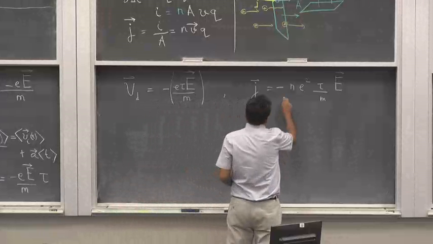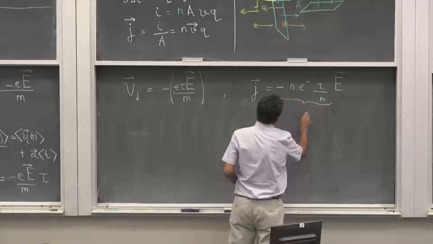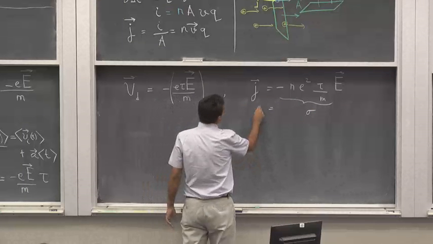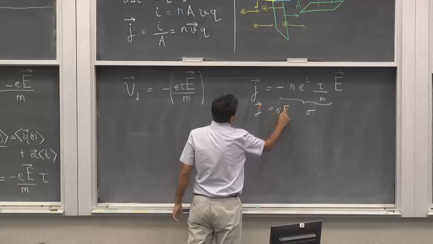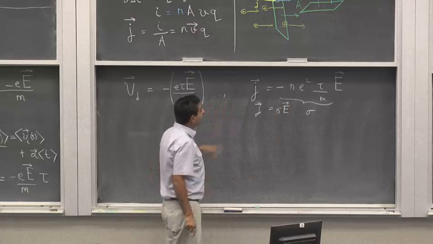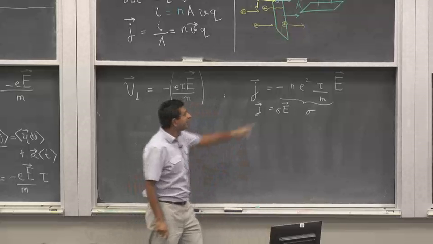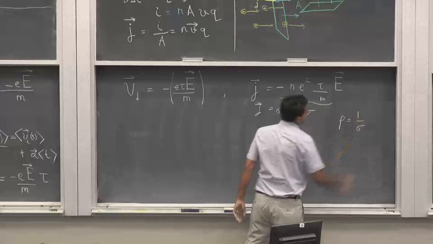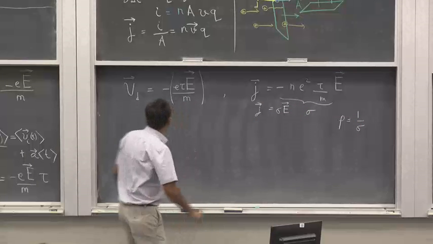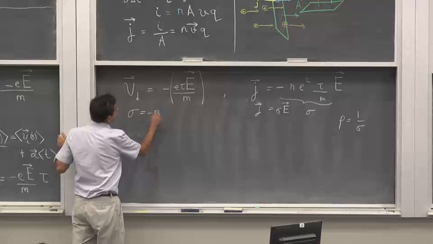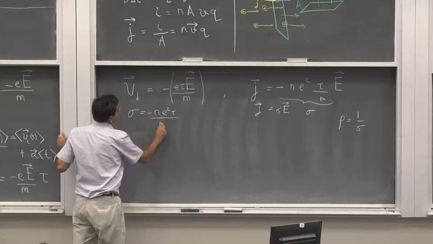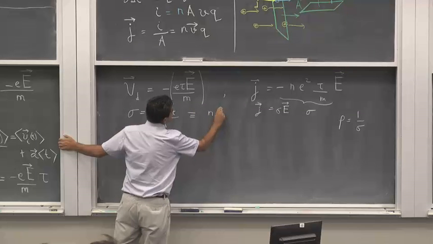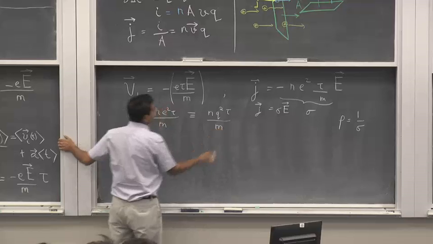And this object here is called the conductivity, sigma. So J equals sigma E. The current density is in the same direction as the applied electric field. The resistivity is the inverse of this conductivity. So the conductivity is defined as N e squared tau over m. In general, if I'm talking about arbitrary charge carriers, it's N q squared tau over m. The charge carriers could be free electrons, they could be anything.